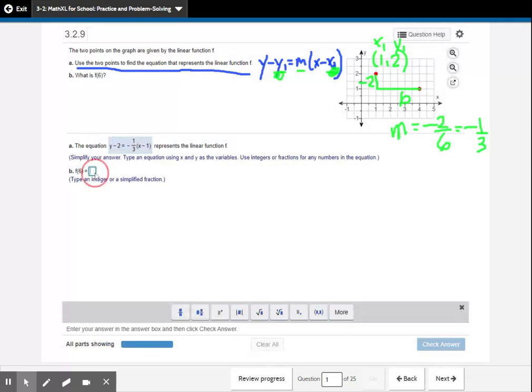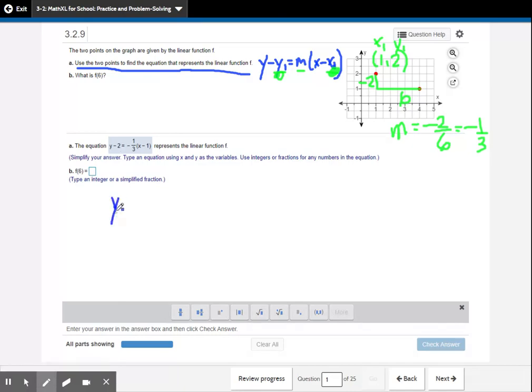Now, part B wants us to find f of 6. Now, remember, this represents the function f of x. So we can use this: in parentheses, that 6 is going to be my x value. So what we're going to do is use this equation right here to find f of 6.